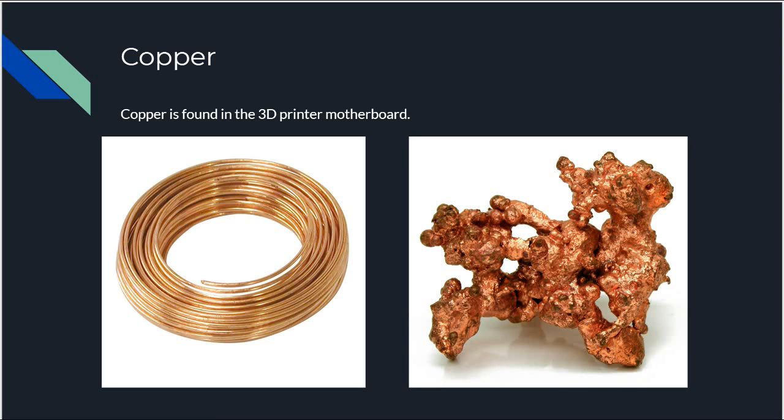Copper is found in the motherboards of 3D printers. Copper is also found in other electronics, coins, and is used as a sheath for composite heating elements. Close to 80% of all copper is extracted from sulfide sources. It is typically found in oxide and sulfide ores that have between 0.5% and 2% in them.